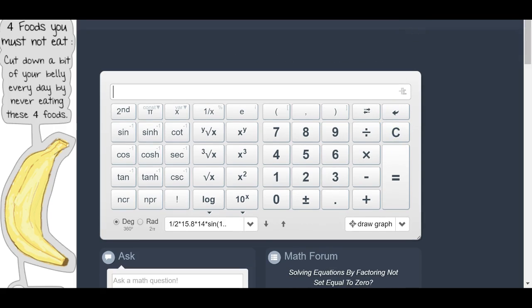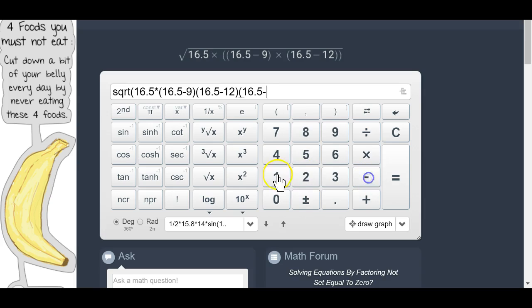So now, let's plug that in. So first the square root of 16.5 times, and I'll use parentheses, 16.5 minus 9, and then 16.5 minus 12, and then 16.5 minus 12 again. And that looks like how I want it to be set up in the calculator, I believe. Oh wait, no, it didn't like something there. So let's do times 16.5 minus 12. Seems to like it when I do the little asterisk multiplication. Doesn't like when I don't do it. Okay, that looks good.